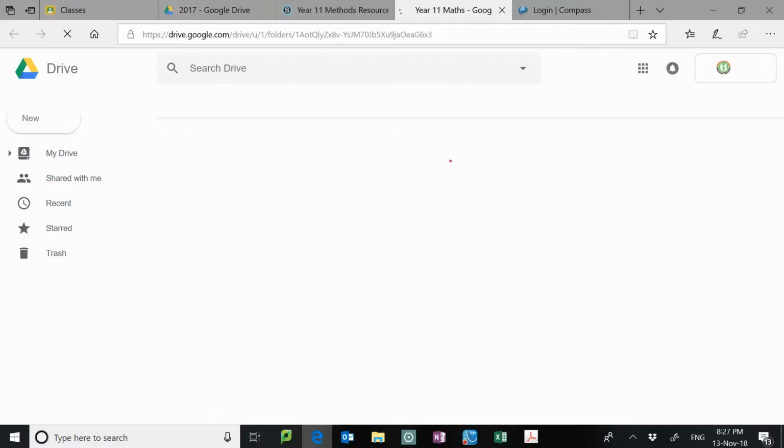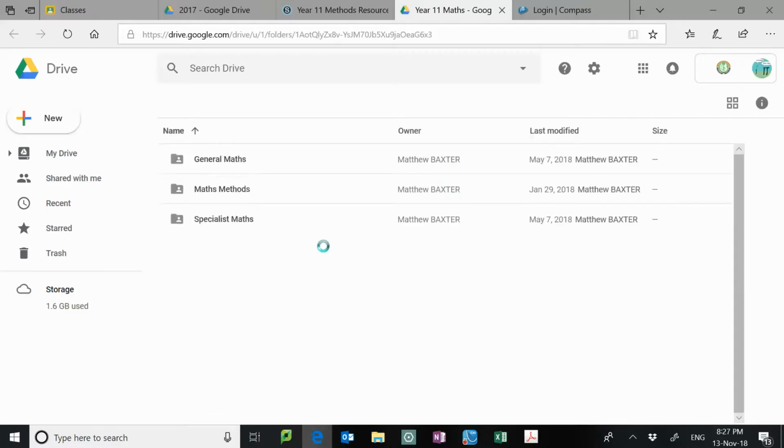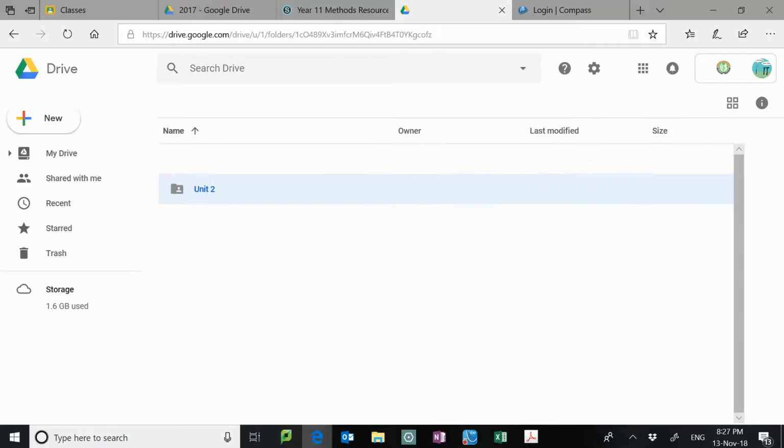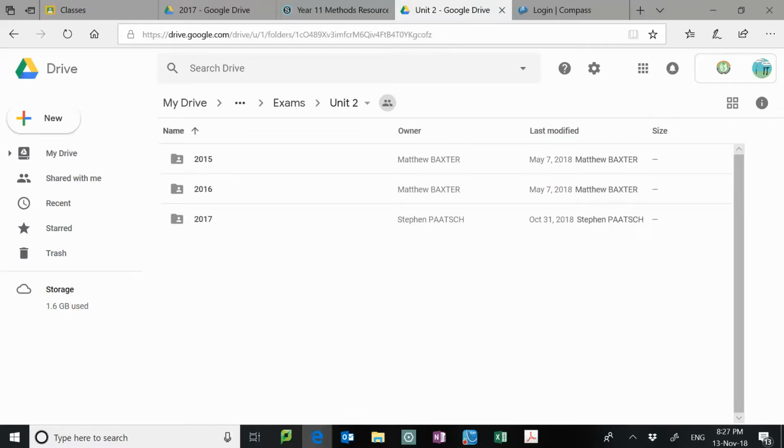If you click the title, it will take you to the Year 11 maths resources. So you get general maths, maths methods, specialist maths, and then obviously exams, and we're doing Unit 2, and in Unit 2, you've got 15, 16, 17. So I'm doing 17 today, and it's probably going to take a while to upload as well.